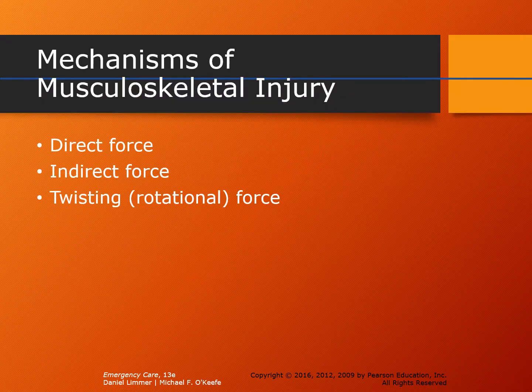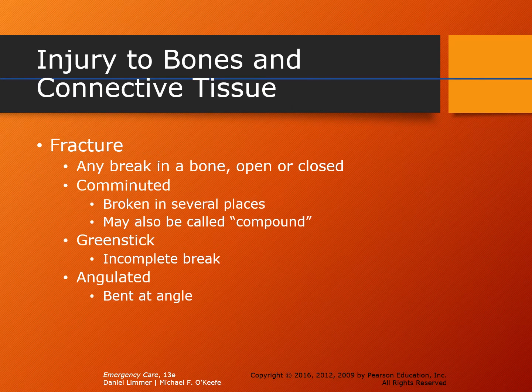Now that we've gone over the anatomy and physiology, we can break into the mechanisms of musculoskeletal injury. We're going to deal with three types of force today. We have direct force, indirect force, and twisting or rotational force. And we'll come back to those, but we need to talk about a couple other things before we get too deep into them. It works well if we have a little bit more of the verbiage down before we start talking about actual injury types. So please make sure that you're taking notes and follow along.